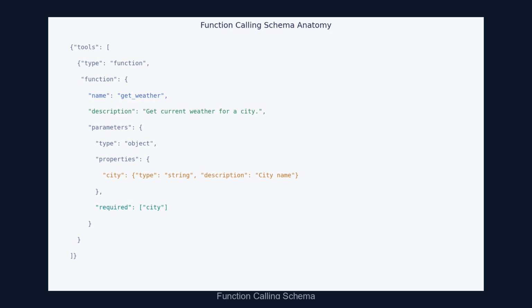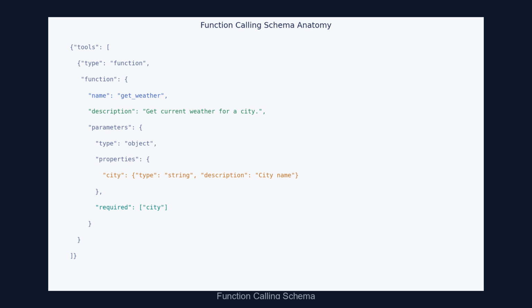The function calling schema has a specific anatomy your model needs to learn. The tools array contains one object per available function. Each object declares its type as function and then provides a nested function definition with 3 fields: name, description, and parameters. The name is what gets emitted in the function call output. It must match exactly what your dispatcher expects. The description is what the model reads to decide whether this tool is appropriate for a given query. Write it from the model's perspective, not the developer's.